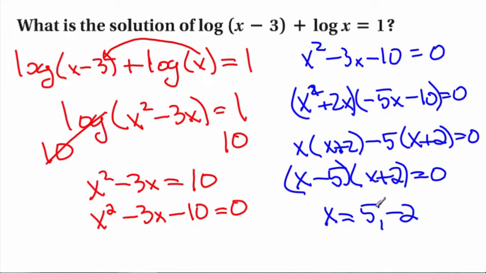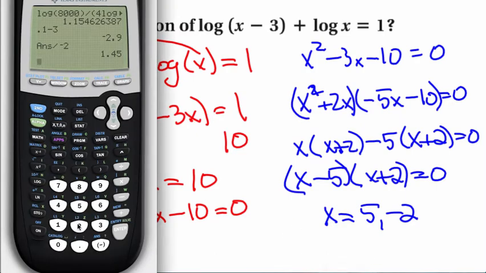Now, when you end up with multiple solutions, you need to check them to make sure they both work. I'm going to imagine that both of these are not going to work. So we're going to plug these in using our calculator. I'm going to take 5 first, and let's clear everything out so there's no confusion. 5 store x. Now I'm going to type in my equation, log of (x minus 3), plus log of x, and that comes out to be 1.